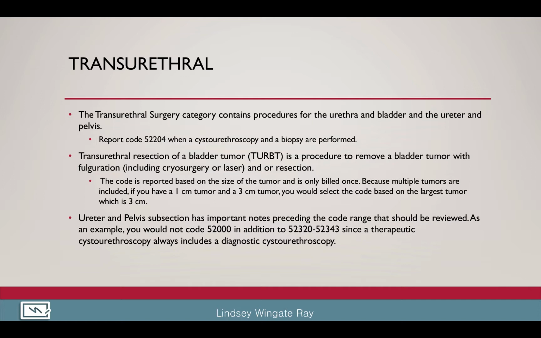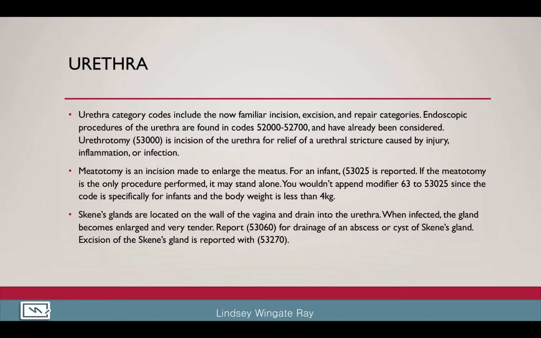The ureter and pelvis subsection has important notes preceding the code range that should be reviewed by you, the coder. As an example, you would not code 52000 in addition to 52320 through 52343, since the therapeutic cystourethroscopy always includes the diagnostic cystourethroscopy. Now let's turn to the urethra section. Urethra category codes include the now familiar incision, excision, and repair categories. Endoscopic procedures of the urethra are found in codes 52000 through 52700 and have already been considered.